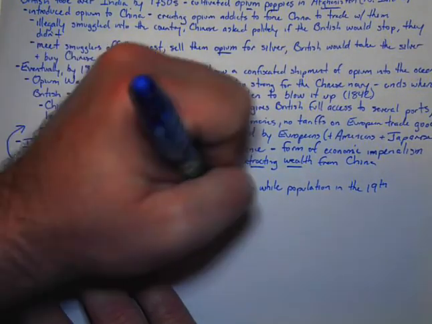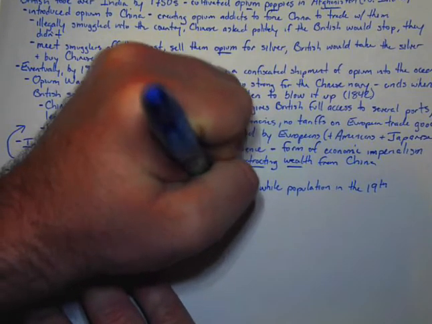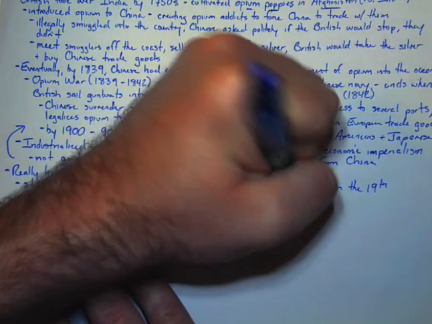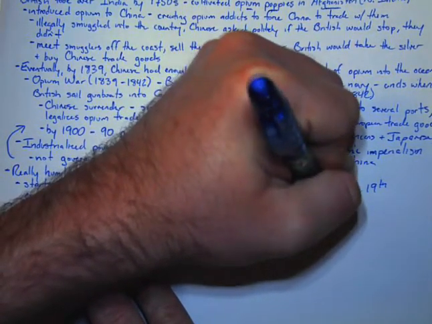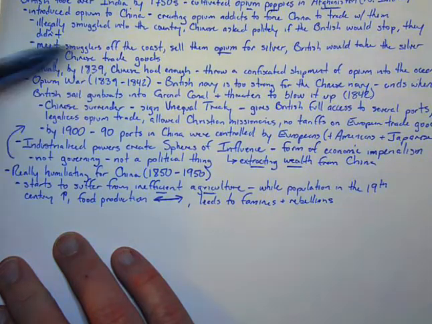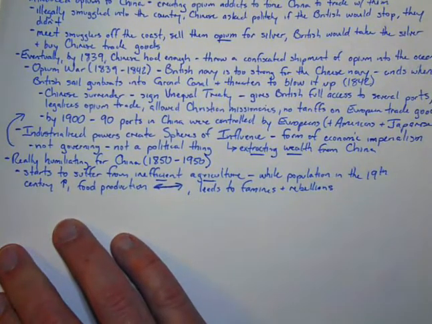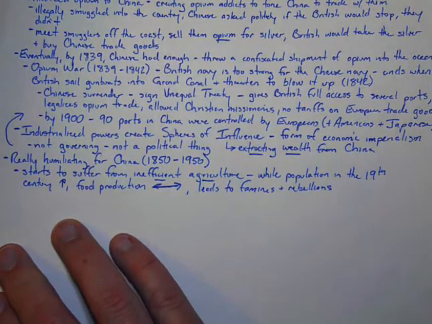And this leads to famines and rebellions. So if we take this stuff and connect it to this stuff, it's pretty easy to see why there would be a lot of peasant rebellions. People are upset about the European involvement in the economy, and there's not enough food to eat. So it seems pretty easy to see why the people would be upset with the Qing government.